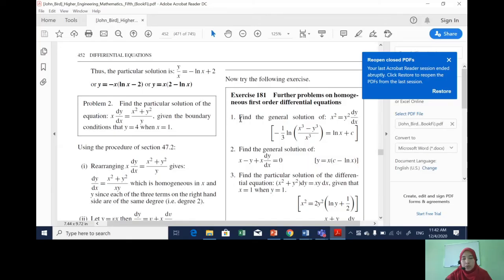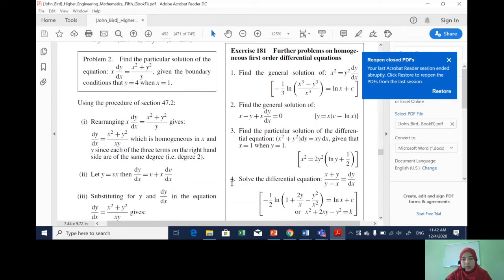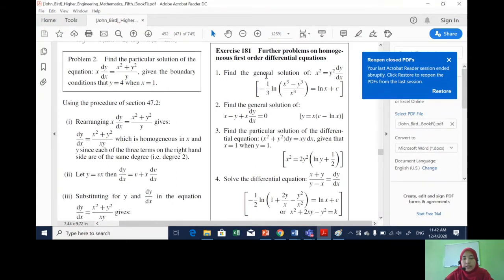I'm going to show the solution for question number 1, and also question number 4. So let's look at question number 1. Find the general solutions given this equation. Let's see whether the solution is correct or not. Probably the answer in the ebook might be in a different form, which is not correct. So I will write down the original equation.